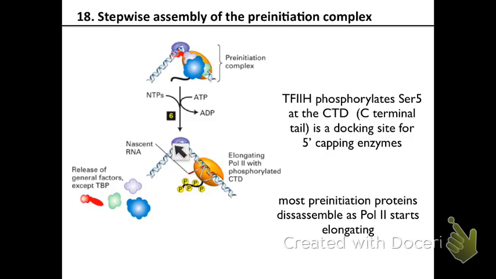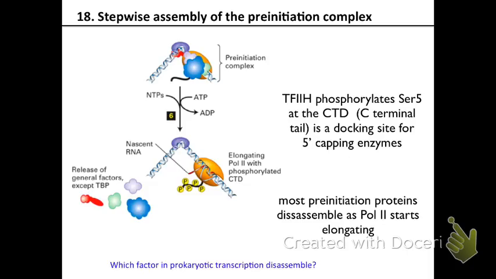So after the protein complex assembles and starts elongating, a lot of these proteins that I talked about, right, that are assembled in the pre-initiation complex get released, okay? So these are called initiation proteins because they get released afterwards. Most pre-initiation proteins disassemble as Pol II starts elongating, and when it starts elongating, it interacts with another set of proteins called elongation proteins that help the RNA polymerase to elongate along the gene.